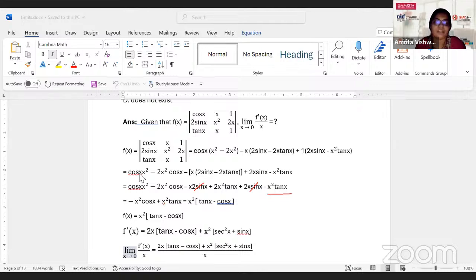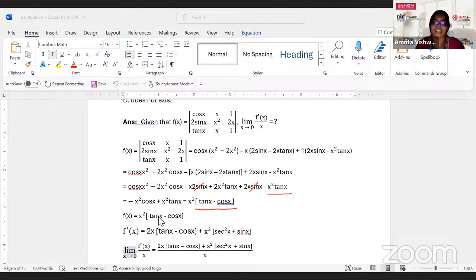X square is common, so I'll take the x square outside and I have tan x minus cos x. So I got my f of x. I got my value of the function f of x. F of x becomes x square into tan x minus cos x. Now we have to find the derivative. So x square becomes 2x, tan x minus cos x.